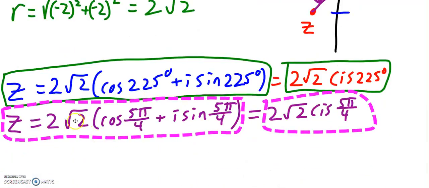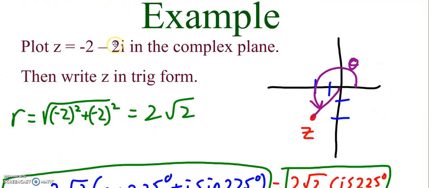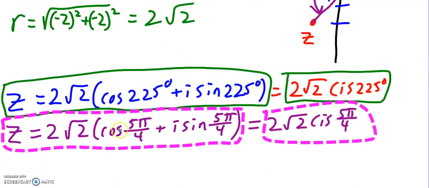So that's how we go from trig form into standard form. That should be pretty straightforward. Evaluate the trig function, distribute r. So if you're trying to write the answer in trig form, don't do that. You're just making the problem redundant and going right back to where you started.